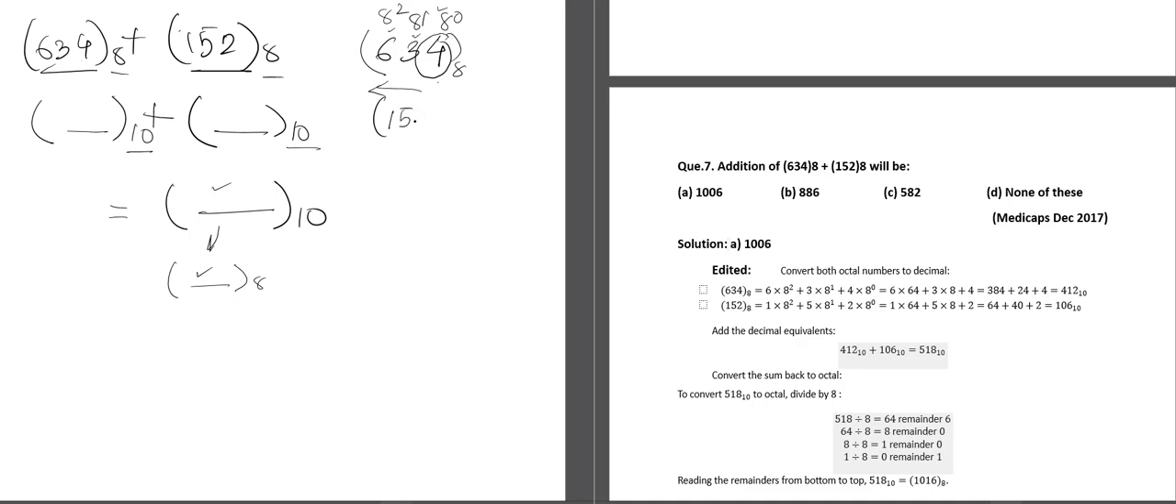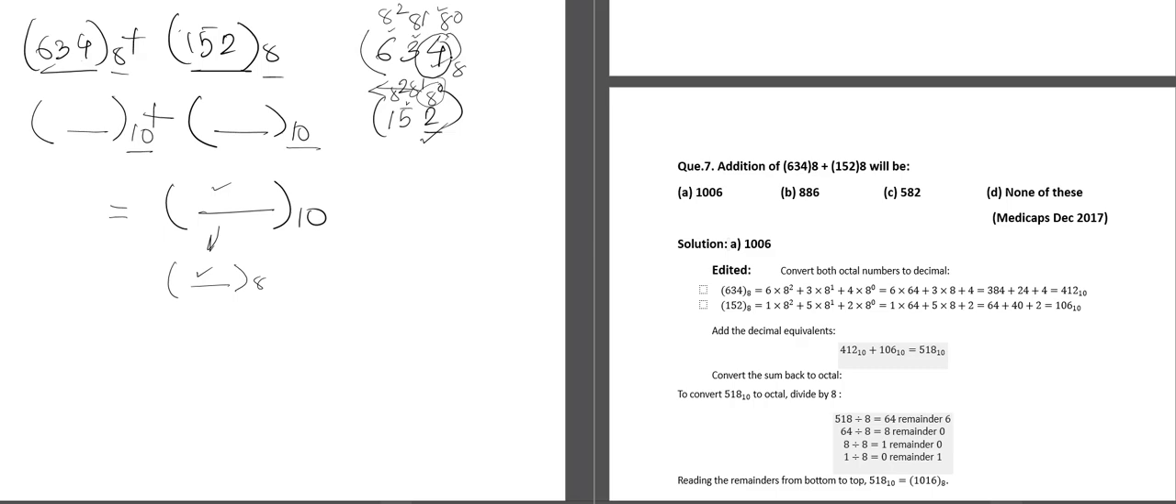Similarly, for 152, this is the least significant bit. It will have a positional weight of 8 to the power 0. This 5 will have a positional weight of 8 to the power 1, and this 1 will have a positional weight of 8 to the power 2. Now we have to multiply each of these positional weights with the particular digit for which the positional weight is given.